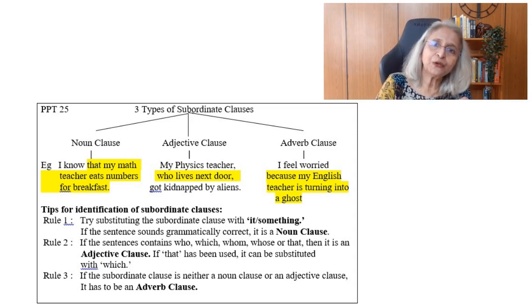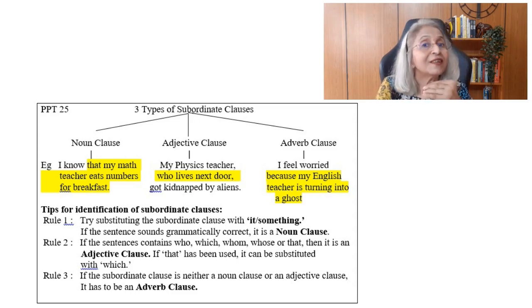So now you know the three types of subordinate or dependent clauses. The first one is a noun clause. The second one is an adjective clause. And the third one is an adverb clause. Fine? So that's perfectly clear.